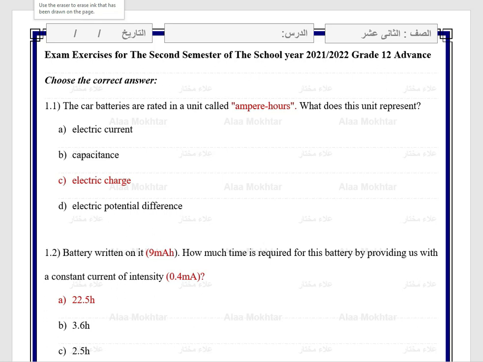بنعمل مراجعة لجريد 12 Advance. Choose the correct answer. Question number 1. The car batteries are rated in the unit called ampere hour. What does this unit represent?